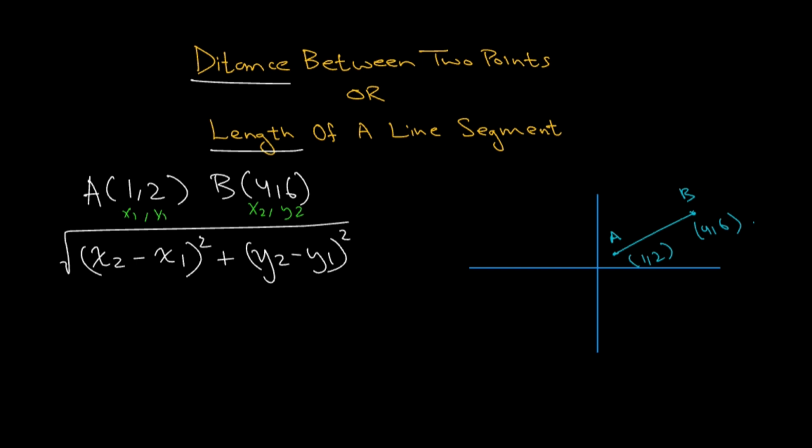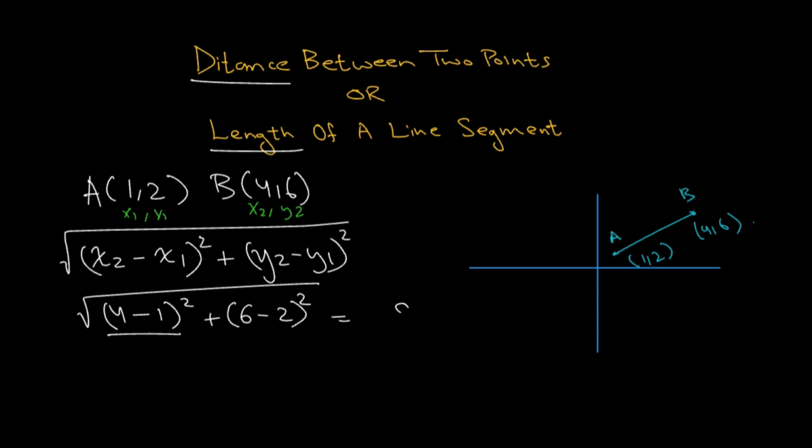So x2 minus x1 whole square is given by 4 minus 1 whole square, and y2 minus y1 whole square is given by 6 minus 2 whole square, and then square root. So 4 minus 1 is 3, so 3 square is 9, and 6 minus 2 is 4, so 4 square is 16, and square root. So 16 plus 9 is 25, and square root of 25 is 5. So the distance between point A and point B is 5 units.